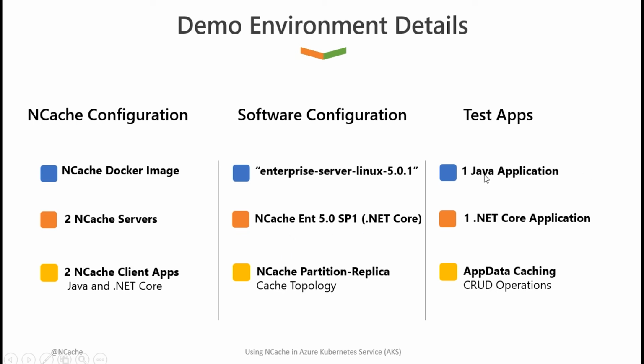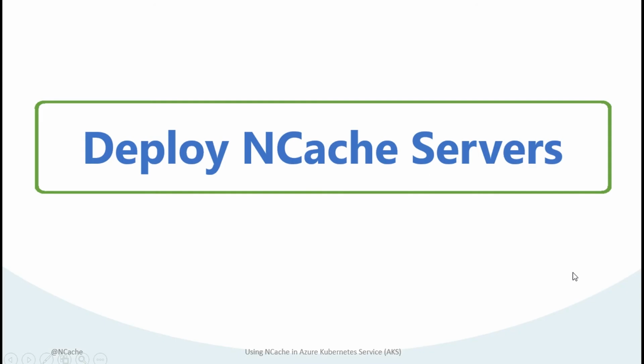I'm using a Java application, which is going to use Java client of NCache. And then I'm using one .NET Core application as well, which is using .NET Core client of NCache. Within these applications, I'll be using CRUD operations that would represent app data caching use case for my applications. First step is to deploy NCache servers in AKS. So let's quickly get started with that.